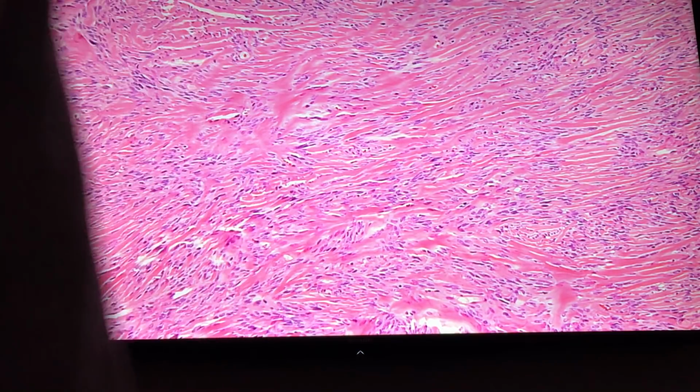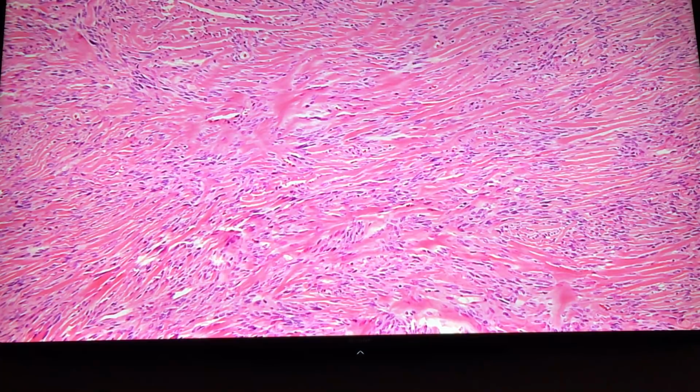And do you guys know the stain that we should do? Yes, STAT6. When I was a resident, there was no STAT6. We used to do CD34 and BCL2 and that nonsense. But now that we have STAT6, we don't have to worry about all that. It's so much easier to read and better. Okay, next case.